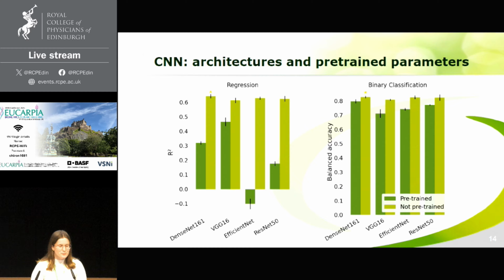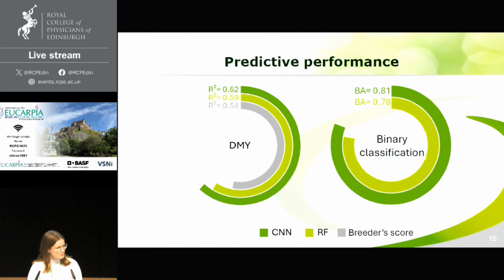And then to compare the different architectures, when we look at the light green bars, so the newly trained parameters, there's really not that much of a difference. DenseNet 161 was slightly better and consistently better, so we continued with that one, but it seemed like all of them were quite suitable to this dataset.